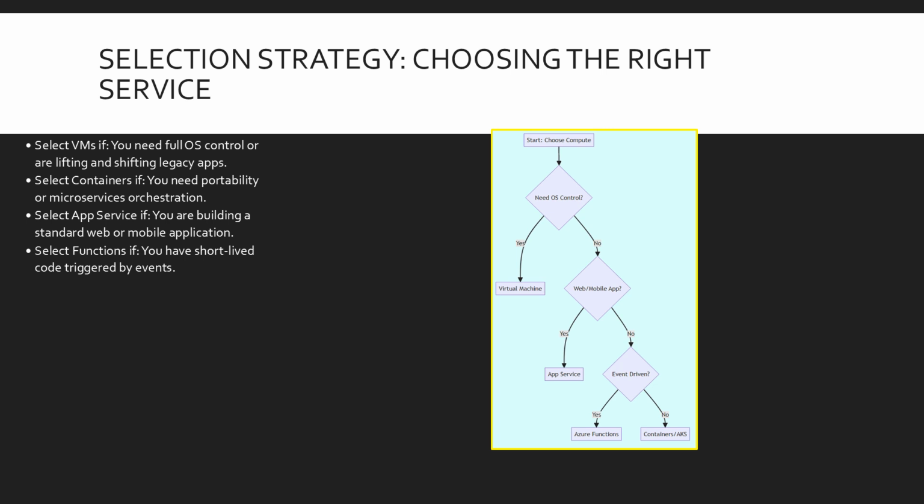This final flowchart provides a decision matrix. Start at the top. Do you need OS control? If yes, go to virtual machines. If no, ask if it's a web or mobile app. If yes, use App Service. If no, ask if it's event-driven. If yes, use Azure Functions. If none of these apply and you need general workload orchestration, containers or AKS are likely your solution.